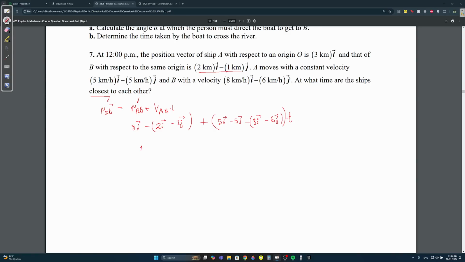3i minus 2i is 1i. Minus 1j is plus 1j. Plus 5i minus 8i is minus 3i. Minus 5j minus 6j is plus 1j. Remember, multiplied by t. How do I simplify this? This is how I simplify this. Look, first thing, know that this is VAB. Okay, we just found VAB. It's not VABT. This is VAB because you're gonna need it for the second step.